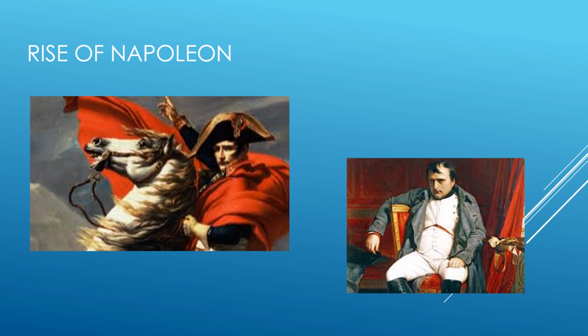In 1802, Napoleon's going to declare himself consul for life. So that's kind of like what Caesar had done. And then in 1804, he declares himself Emperor Napoleon I. So now we have an emperor running France as opposed to a king.